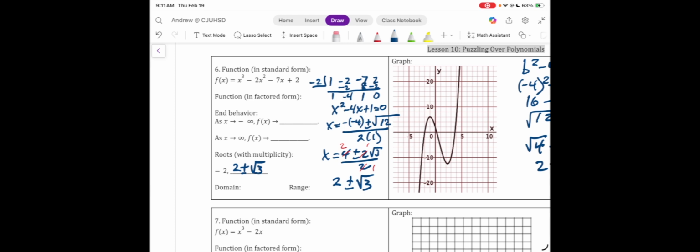That means that the function in factored form is f of x equals x plus 2, the opposite, right? And then x minus 2 minus root 3, and x minus 2 plus root 3. I'm sorry about not being able to see that very well. They did not give us very much room for this. You can see from the graph, it comes from the bottom and it leaves to the top. The domain and range are all real numbers.